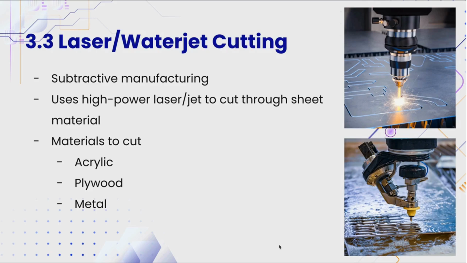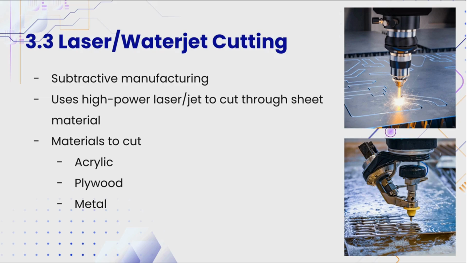Finally, let's explore laser cutting and water jet cutting, two technologies that are invaluable for cutting materials with precision and speed. Laser cutting uses a focused beam of light to cut through materials like acrylic, wood, and certain metals. The laser melts, burns, or vaporizes the material along the cut path. It's ideal for creating detailed parts from sheet materials.